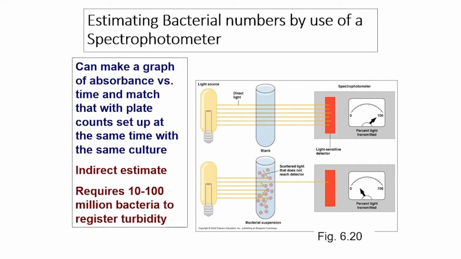Two big problems with this. It's not a direct estimate. We're just counting how much light's going through, so we're not counting bacteria, we're counting how much light passes through bacteria, so it's indirect. We're also only able to count bacteria that are in a certain range. They can't be outside this range.